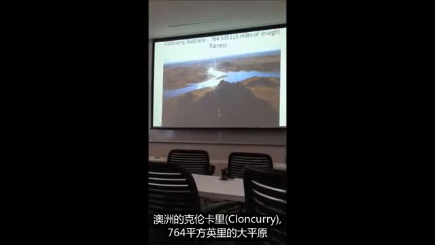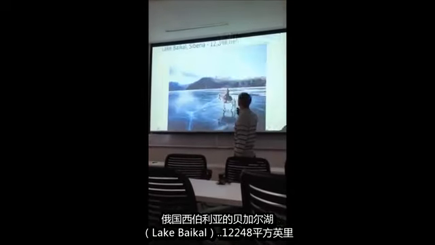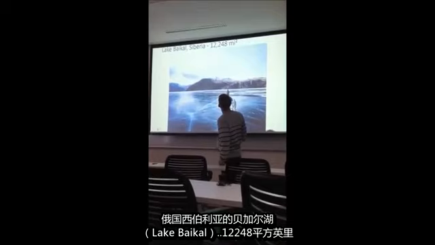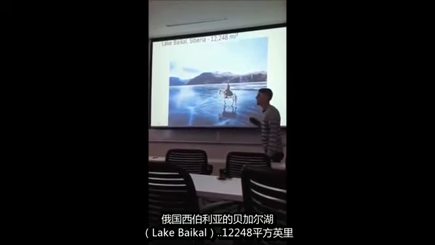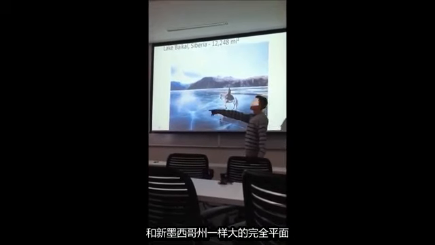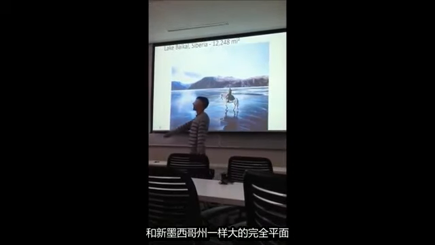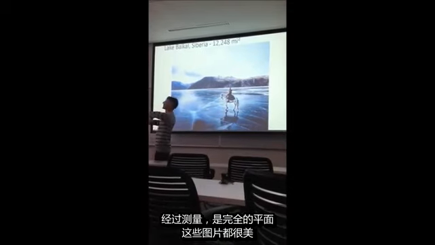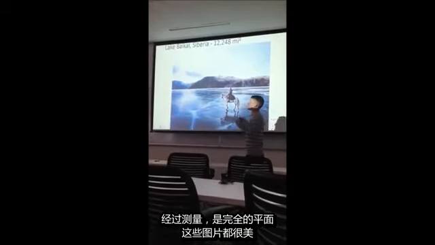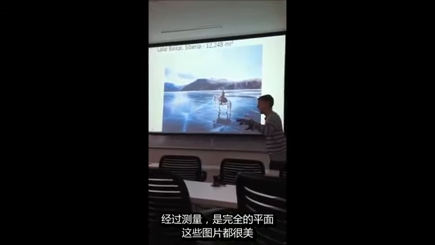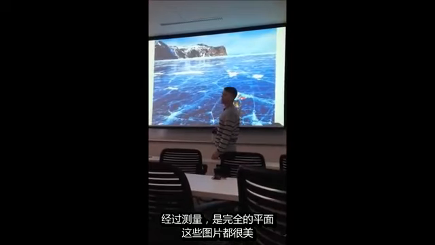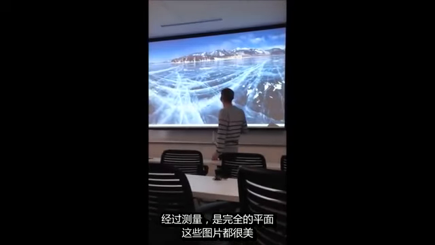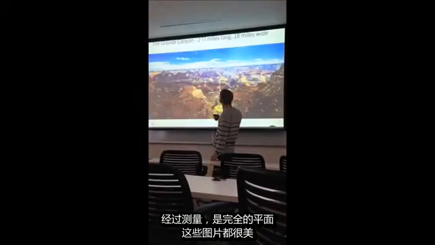Curry, Australia, 764 miles of straight flatness. We also have Lake Baikal, Siberia, an amazing 12,248 miles squared. That's honestly why I got so excited about New Mexico having salt flats, because I'm going to be the first one to measure that. Because these are all accurate measurements of flatness. This place is so beautiful, I had to show a few extra pictures. Look at that though, beautiful.